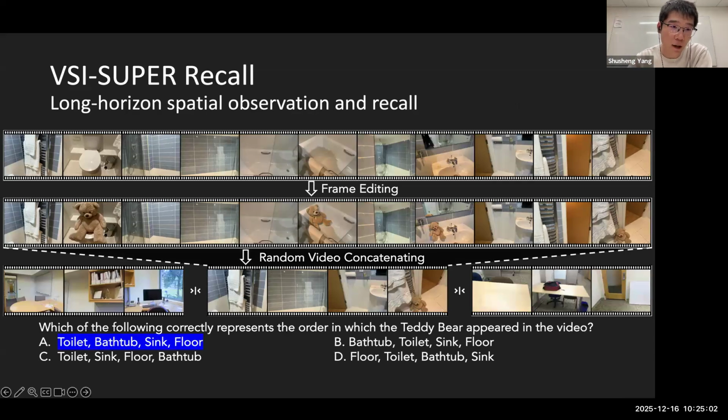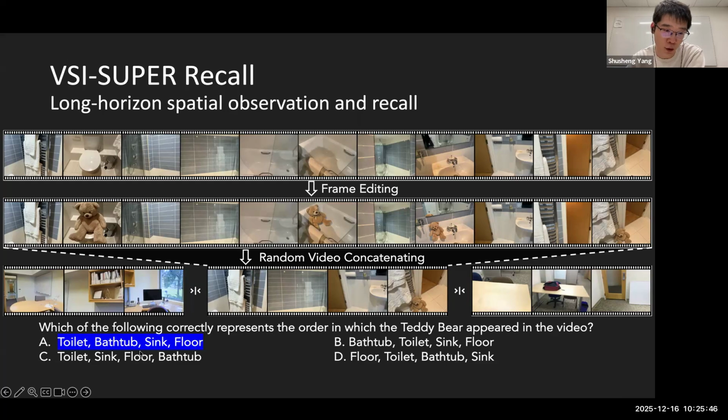The first part of our benchmark is called VSI-SUPER Recall. It is designed for long-horizon spatial observation and recall. We randomly sample one video from the VSI-Bench videos and add several frames by inserting some novel objects. For example, in this video, we select these 4 frames and ask the Gemini image editing model to insert teddy bears in these frames. Then we concatenate this edited video with other randomly sampled videos into an arbitrarily long video.